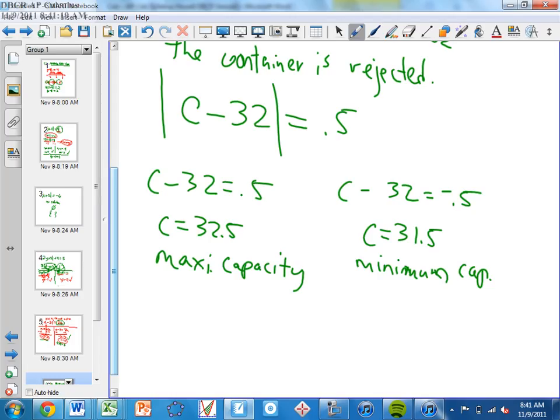Now, without absolute value, think about this scenario. Doesn't that make sense to you? If it can only be off by 0.5, well, 0.5 over is 32.5. 0.5 under is 31.5. Again, our target is 32. We can't be under 31.5. We can't be over 32.5. And those are the numbers that we came up with. But absolute value comes into play when they look at this stuff.